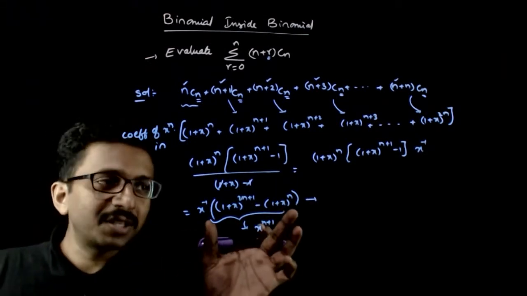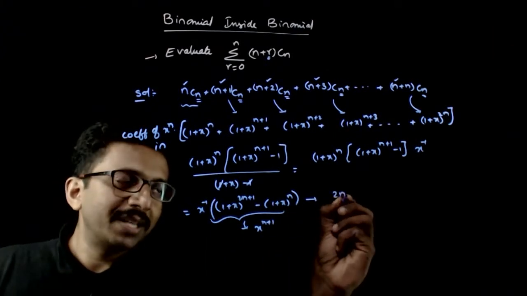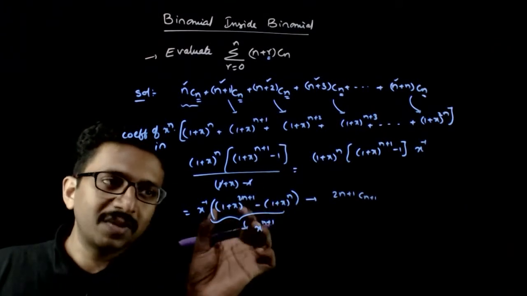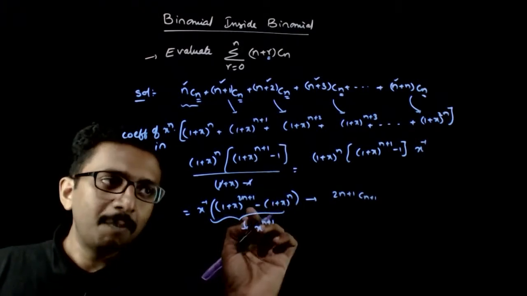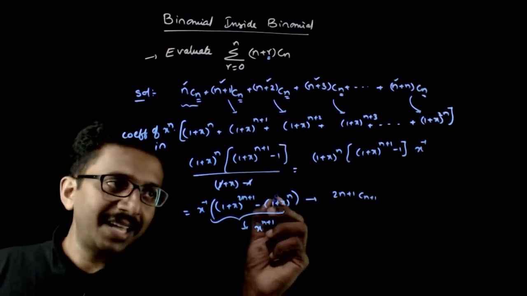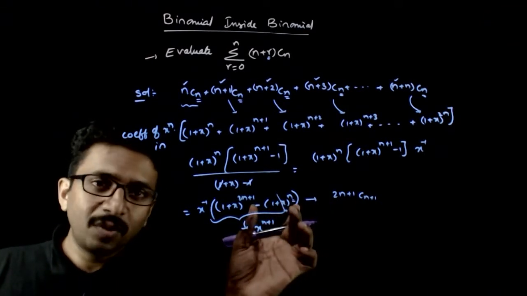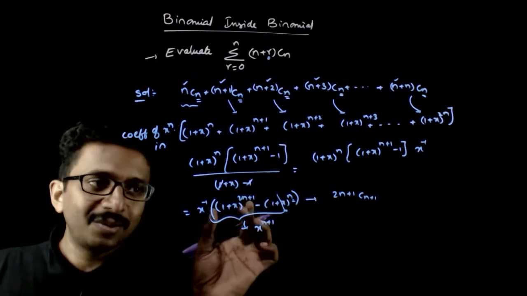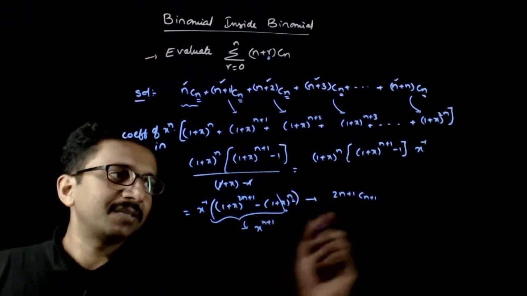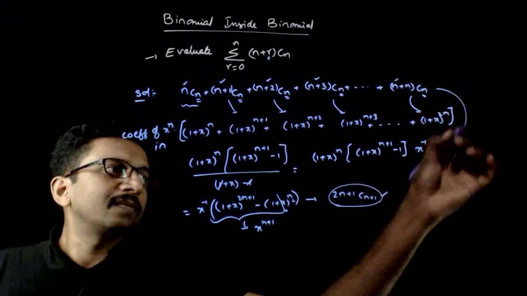So what is the coefficient of x^(n+1) in this expression? This is nothing but (2n+1)C(n+1). In this expression you have (2n+1)C(n+1) times x^(n+1) minus... do you have a coefficient of x^(n+1) in the second part? No, because the highest power in this expansion is x^n. So in this expansion you won't get any x^(n+1) coefficient. The x^(n+1) coefficient only occurs in the first part, and that is equal to (2n+1)C(n+1). So this will be the summation.